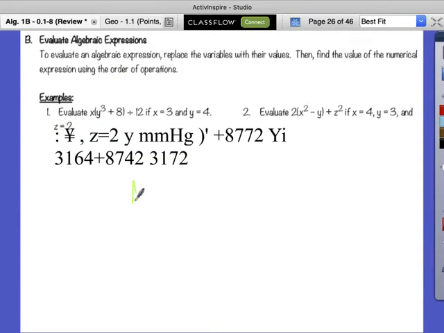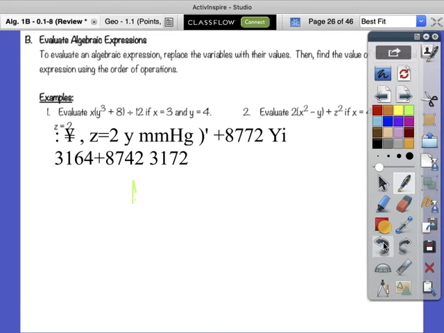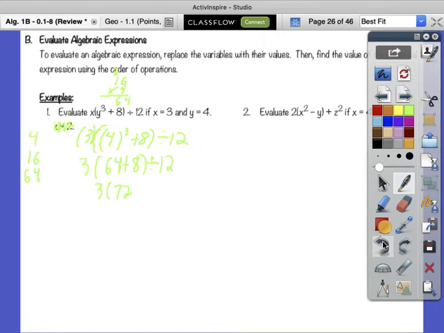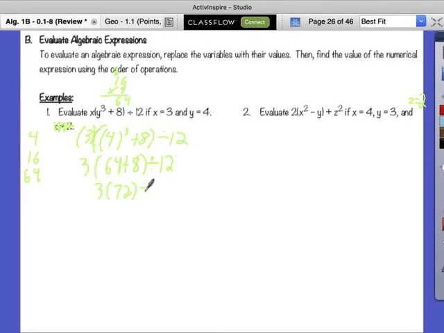Oh, what just happened? There we go. Yeah, that was weird. Okay, if you had trouble with that one, 64 plus 8, you can write it over to the side. 8 plus 4 is 12. And then 1 plus 6 is 7. Okay? Now 3 times 72.